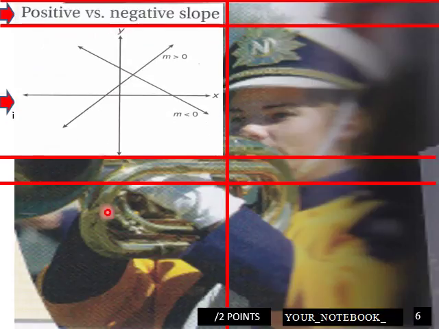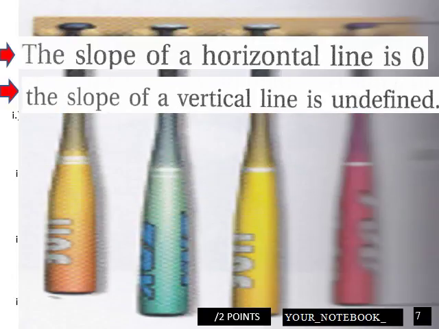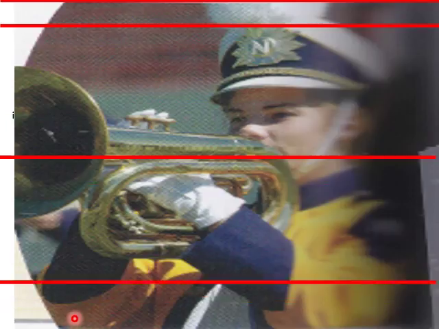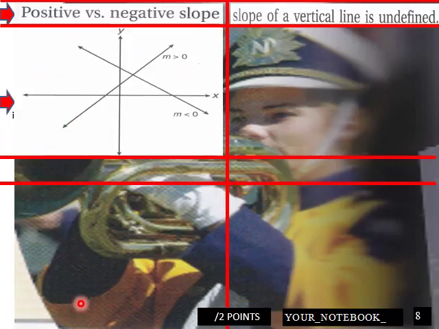So positive versus negative slope. Here is positive slope. This line here has negative slope. Slope of a horizontal line is 0. So let's get into that. Let's get into a 0 slope line.